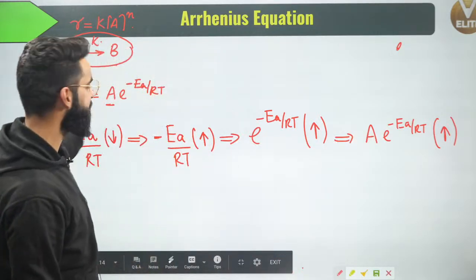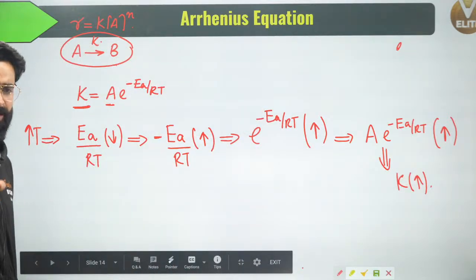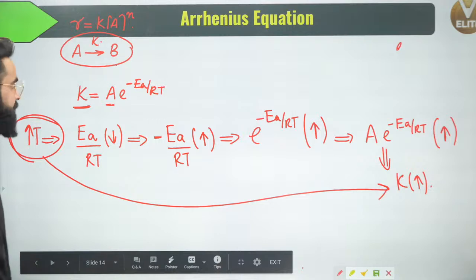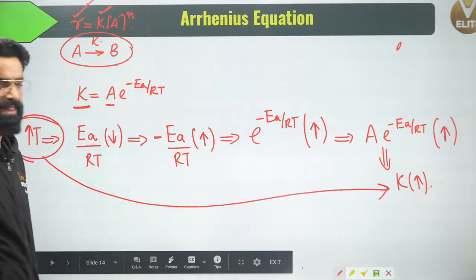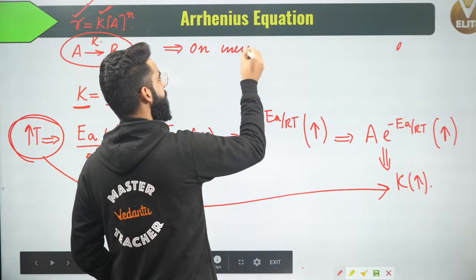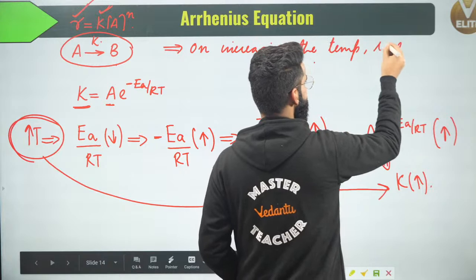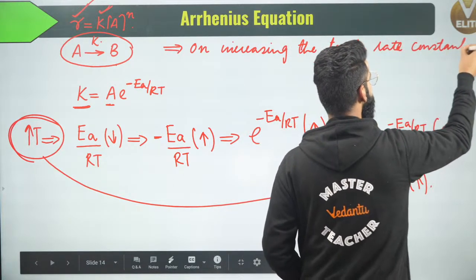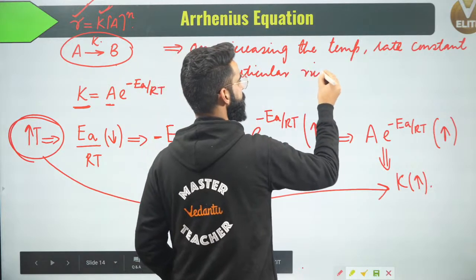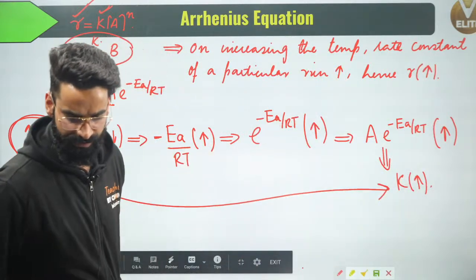What is this term actually? This is the rate constant. So I will say simply the rate constant of the reaction will increase. So in general, on increasing the temperature of the reaction, what is happening to the rate constant? The rate constant is increasing. And if the rate constant is increasing, the rate of reaction will increase. So I can generalize a simple statement: on increasing the temperature, the rate constant of a particular reaction increases, hence the rate of reaction increases. So remember, on increasing the temperature, the rate of reaction actually increases.